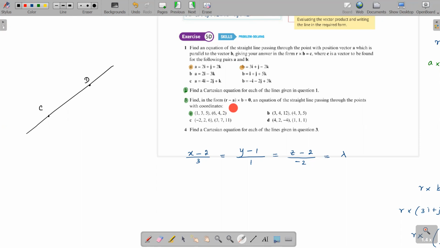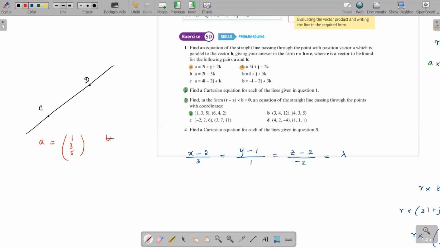Don't we have a position vector on the line? Both 1, 3, 5 and 6, 4, 2 are position vectors. You could use any one of them for a. And what do we use for b? What's the direction vector of the line? We could use CD or DC; any multiple is fine. I'll go with CD. So b is a direction vector of the line, and for a, I will use the C coordinate, which is 1, 3, 5.